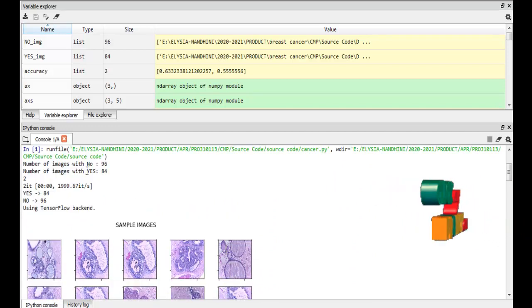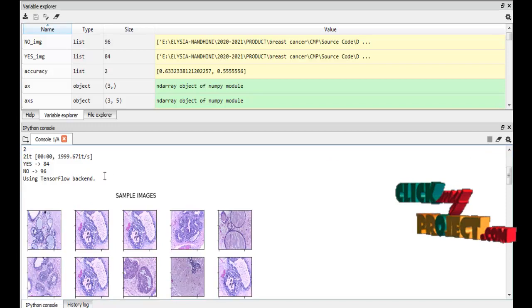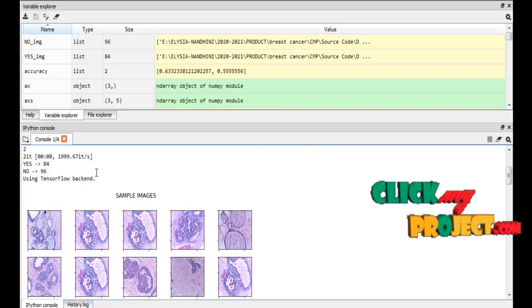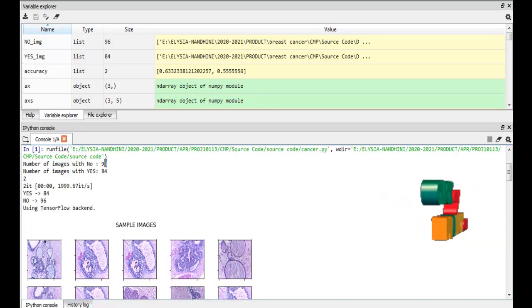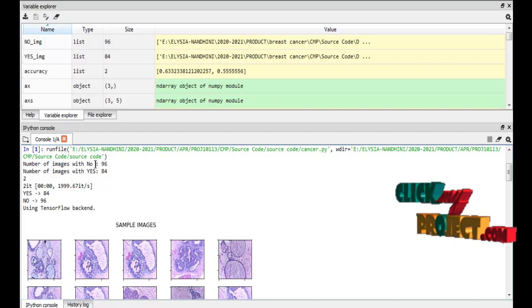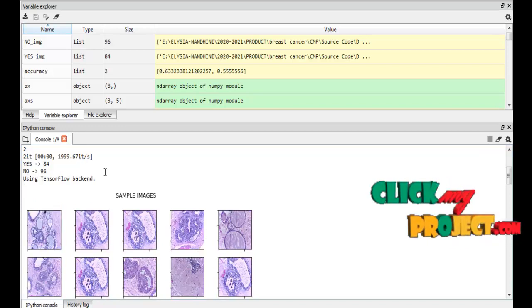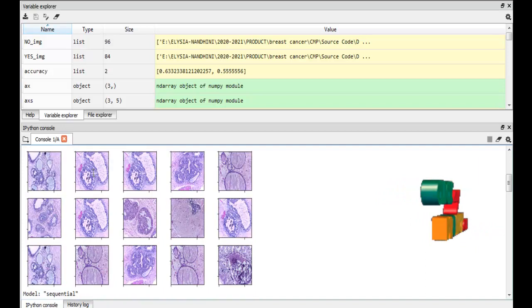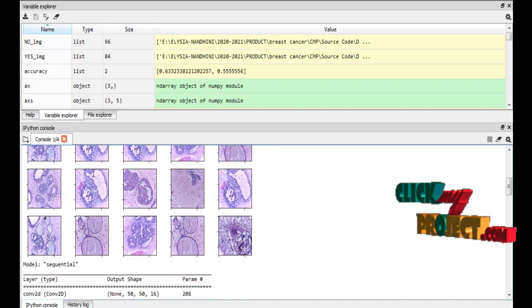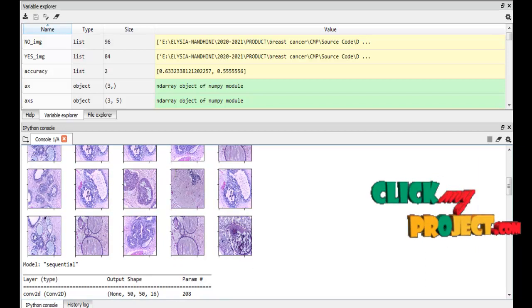Our dataset contains cancerous and non-cancerous patient details. Here is the count of the number of images with no cancer and yes cancer. Then these are the sample images from our input dataset. Here it displays some of the sample images.